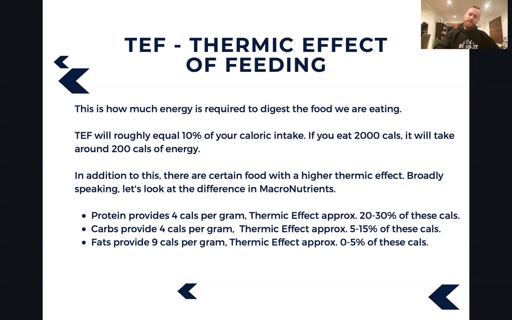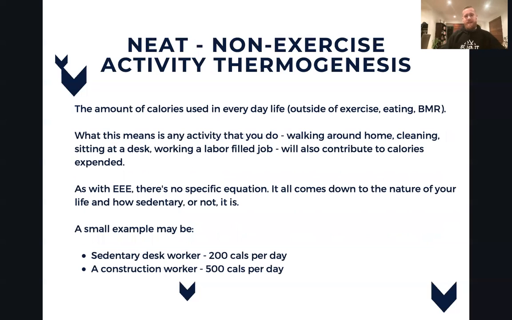Okay, the last of the 4 is going to be your NEAT, or your non-exercise activity thermogenesis. So this is the amount that we use in our everyday life outside of your exercise, eating, and your BMR. So basically any activity that you do that isn't one of those things. So walking around the home, incidental exercise, they also call this. Cleaning, sitting at a desk, working in a labor field job. So these will also contribute to calories expended.